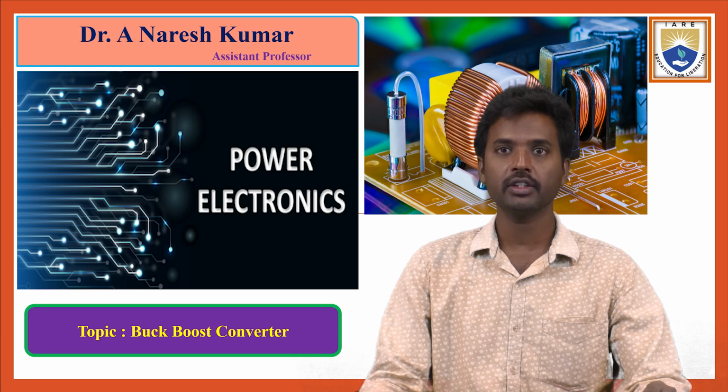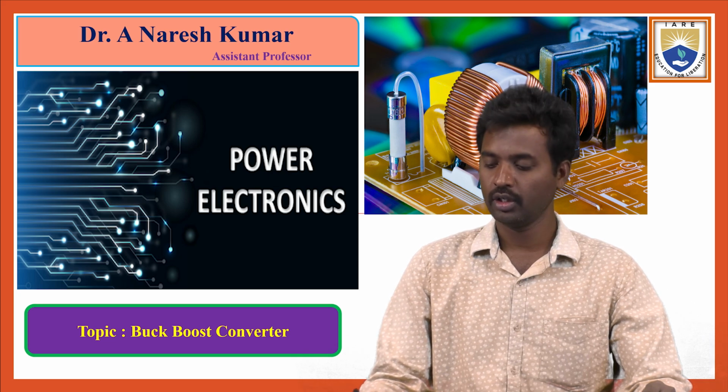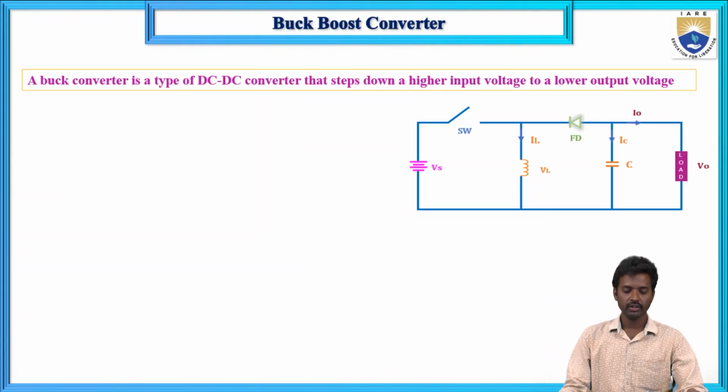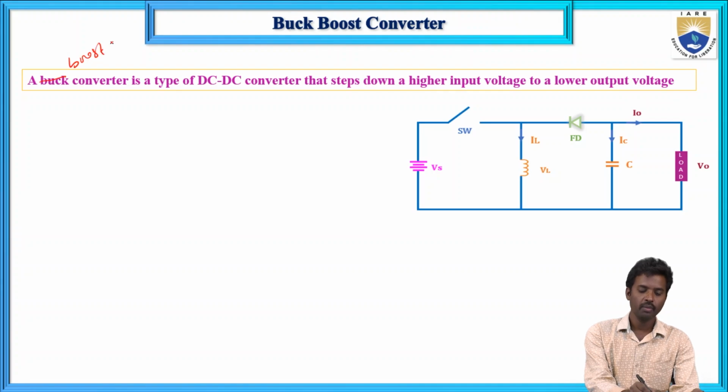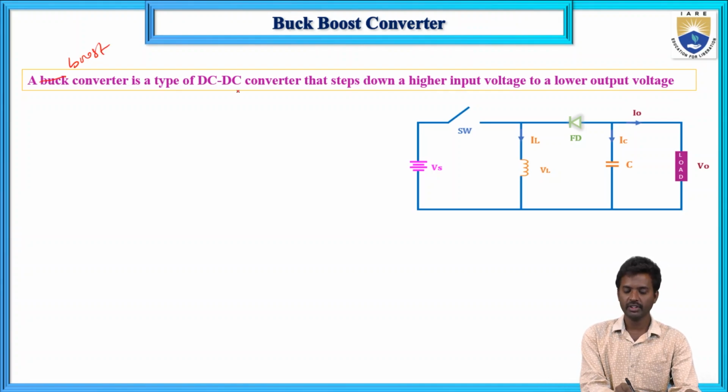Today we are going to have a discussion on the buck boost converter. Here, this is the definition. A buck boost converter is a type of DC to DC converter. We can use it as a boost converter and a buck converter.